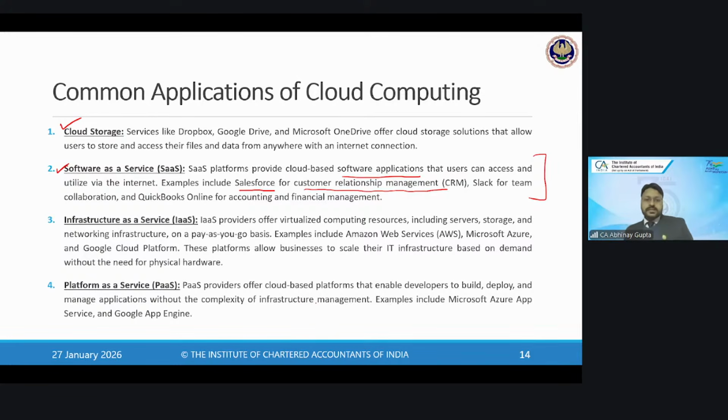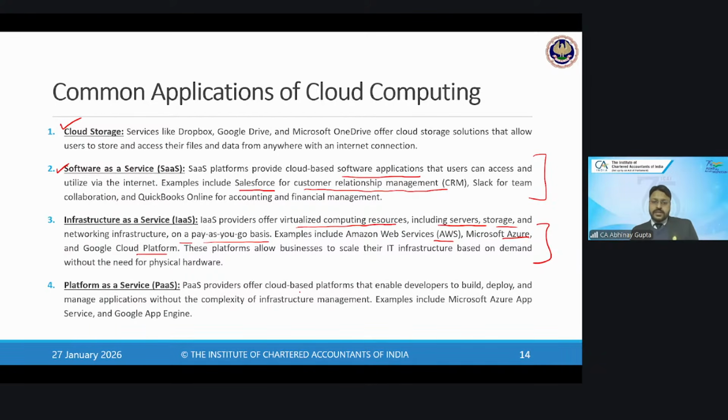Infrastructure as a service offers virtualized computing resources, including servers, storage, and networking infrastructure, on a pay-as-you-go basis. For example, AWS, Amazon Web Services, Microsoft Azure, Google Cloud Platform. So all these are simply giving you access to the infrastructure, right, to save whatever data you have, instead of you purchasing the hard disks or the servers yourselves.